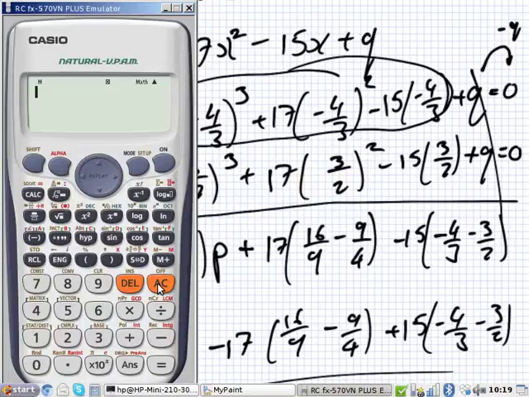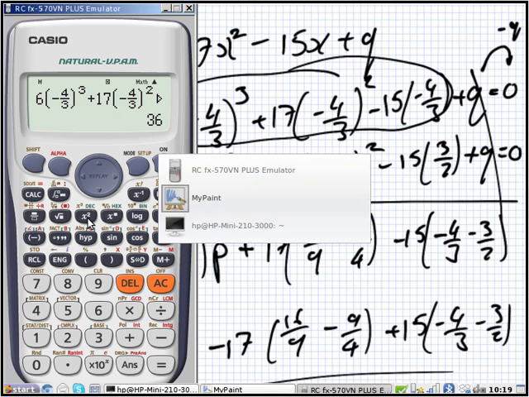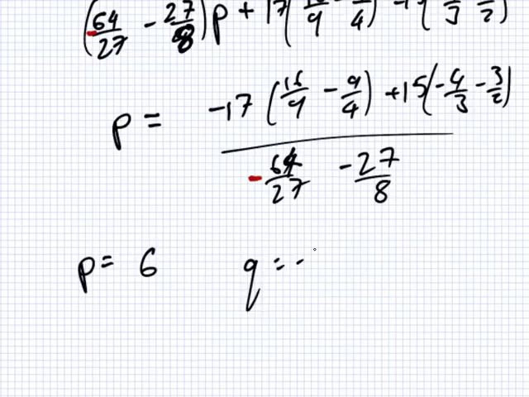What's first? 6 minus 4 over 3 cubed plus 17 times minus 4 over 3 minus 15 times minus 4 over 3. Did I type that in right? No, I forgot my square. With a minus, because it's the wrong sign, so we get Q equals minus 36. Yep. Good? Okay, what's the next one to see?